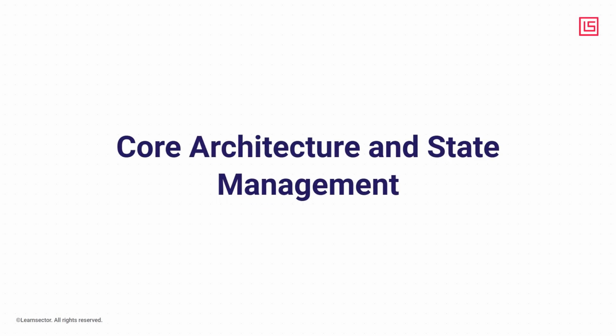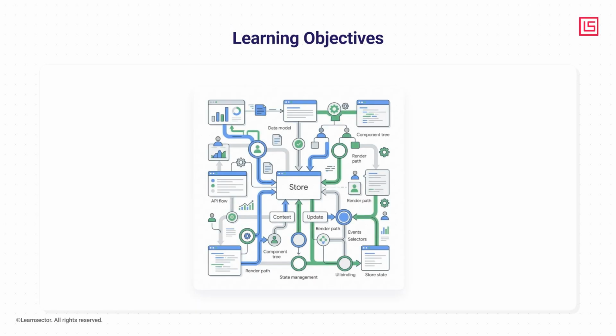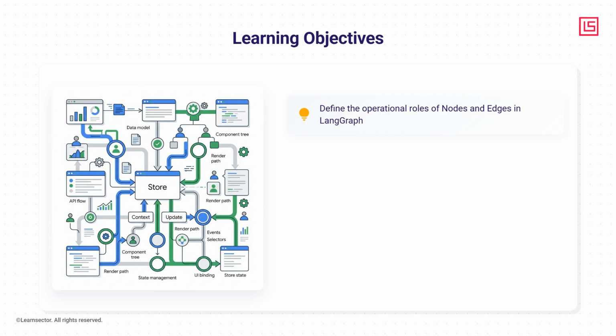Welcome to the core architecture and state management phase of our journey. Here we pivot from theoretical paradigms into the mechanical structure that brings agentic workflows to life. During this phase of the course, your primary objectives are to define the operational roles of nodes and edges and to orchestrate parallel execution using specialized supersteps.